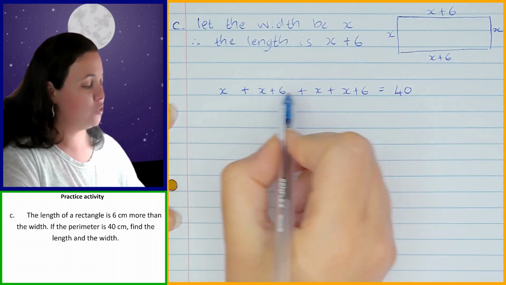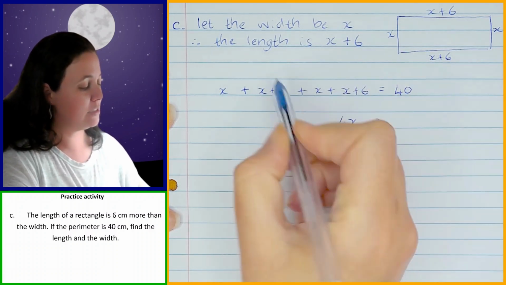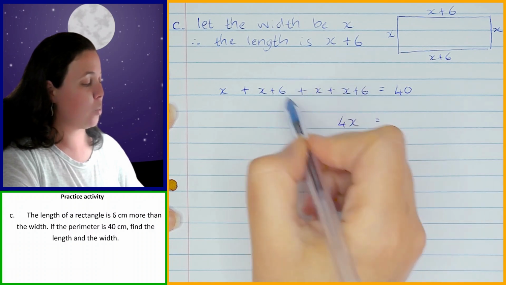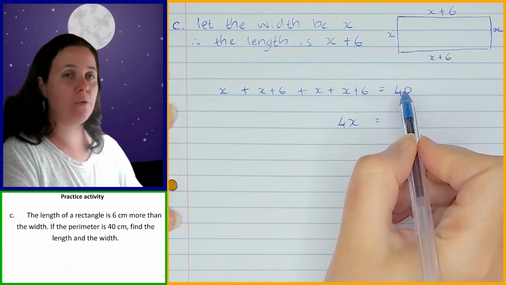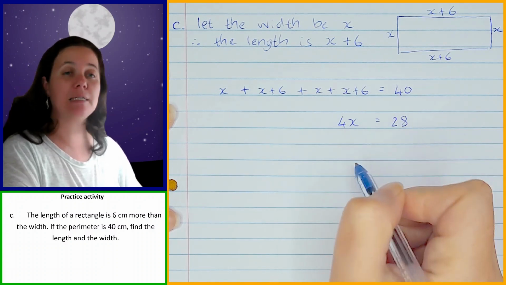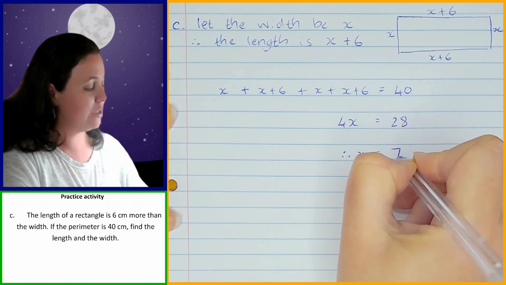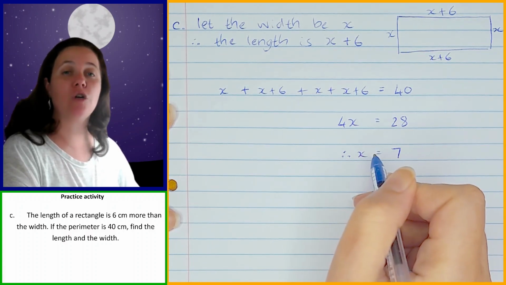So I've got 1, 2, 3, 4 x's over here, so that's going to be 4x equals, I've got 6 and 6, that's 12. I'm going to subtract the 12 from the 40, and that gives me 28. So now I know that 4x is equal to 28, so therefore x is going to be equal to 7. Okay, now we have to go and answer the question.